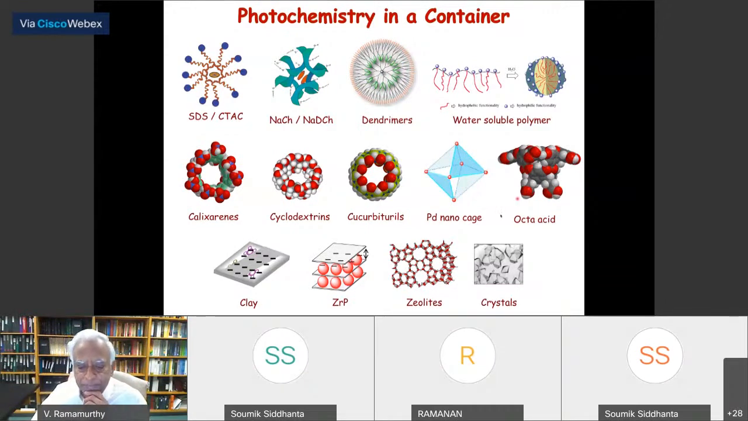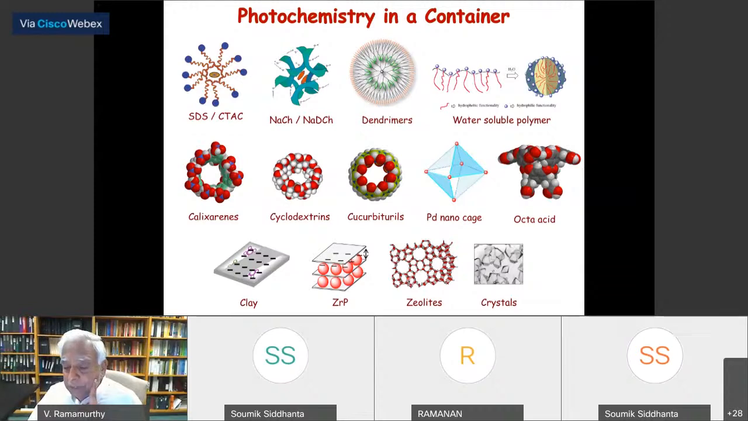And other types of surfaces, whether it is an external surface or internal surface, for example, clay, zirconium phosphate, zeolites, and all of these things have, for example, holes. Zeolite is a huge area in which lots of zeolites are known with very different sizes and shapes. So these holes can serve as the place where the molecule can stay. If you are interested in solid state chemistry, and your molecule is not a solid, you can use some of these things and then adsorb the compound.